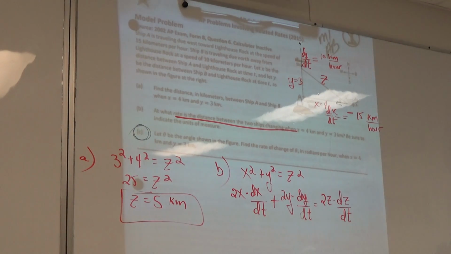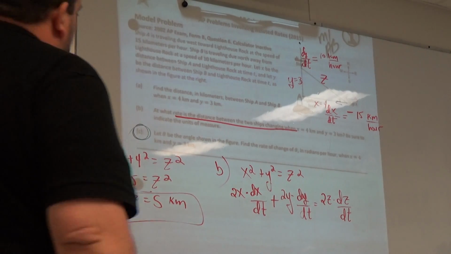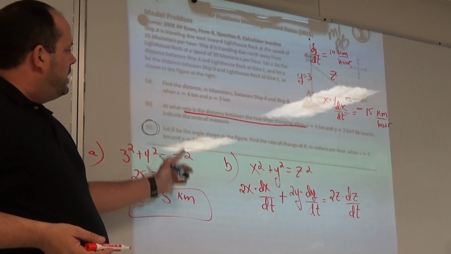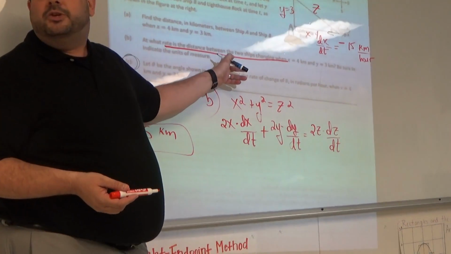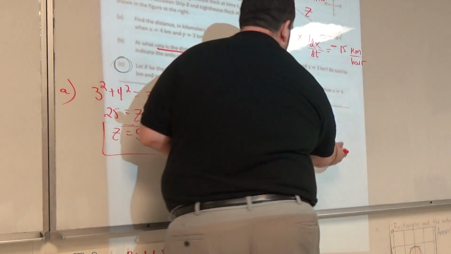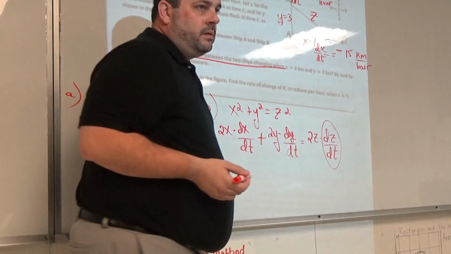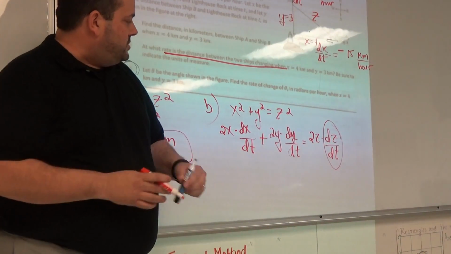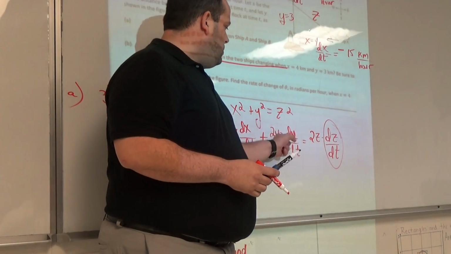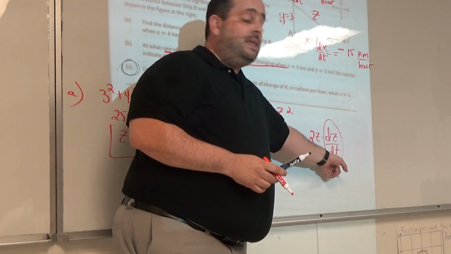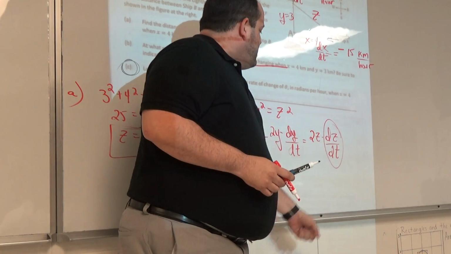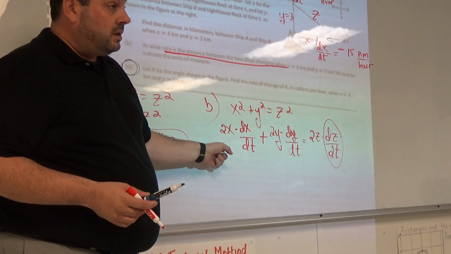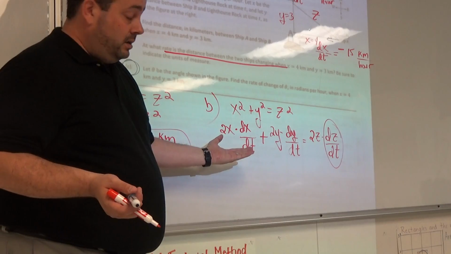Whether you're in the front or in the back, what are the questions that are out there? Everybody's okay? Okay. Well, what is it that I'm looking for? I want the rate that the distance between the two ships is changing. What I want is this guy here, dz/dt. My derivative equation connects x, dx/dt, y, dy/dt, z, and dz/dt. If this is what I don't know, then I hope I know all the other things. And I think we know most of these things, right?